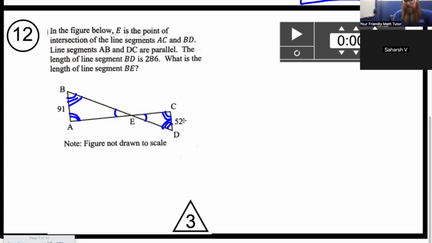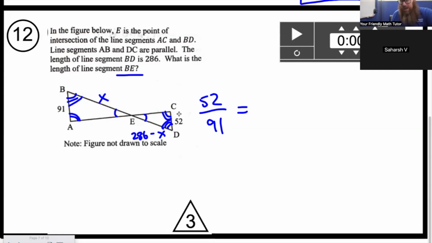Okay. So that means that if I do 52 over 91, that's going to be the same as doing DE over BE. But that's too many unknowns. And we want the length of BE. So I'm going to call that X so that whenever we finally solve the problem, I don't have to do anything else. I know that that is the answer to the problem. So I'll call that X. And if I know the whole thing is 286, then the ED part of it has to be 286 minus X. That's kind of the key to the problem.